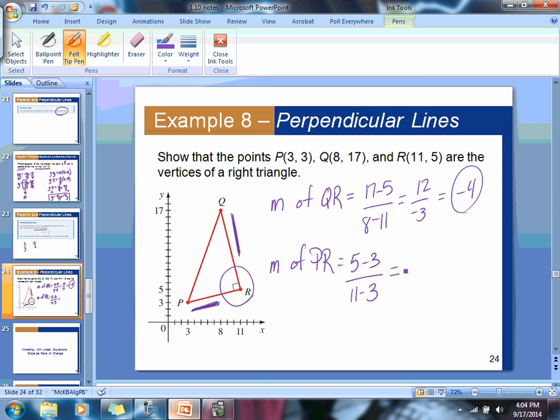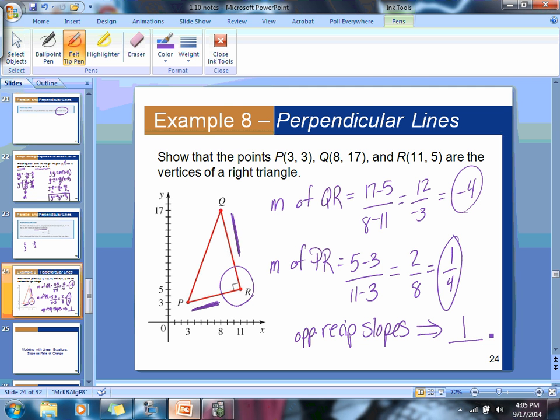So I'm going to, in a different order this time from what I did in the first slope. But again, it doesn't matter as long as the order is the same for the x's and the y's. And doing it this way this time keeps my values positive. And look at that, when I reduce 2 over 8, I do get 1 over 4. So since I have opposite reciprocal slopes, that means that I have perpendicular lines. So I am definitely going to have a right triangle. Remember the directions said show, so you want to show all this work.